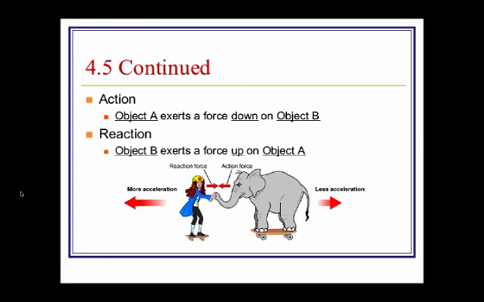When looking at Newton's third law, it is important to make sure that the directions are opposite and that you switch the objects. So for any action, object A exerts a force down on object B. For the reaction, you need to switch the two objects, and you need to switch the direction. The reaction would be object B exerts a force up on object A.